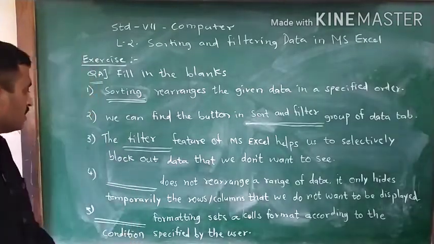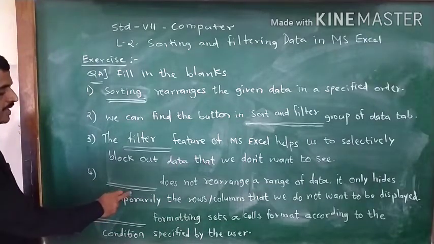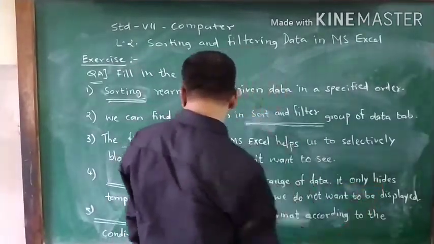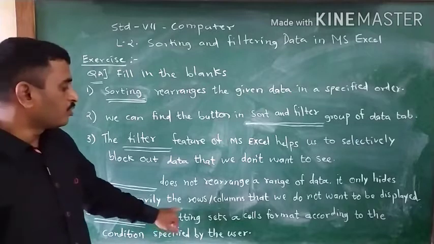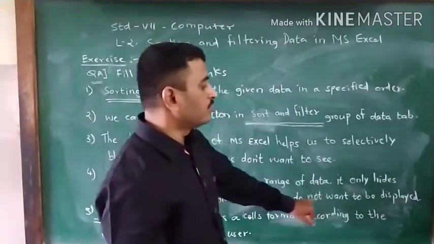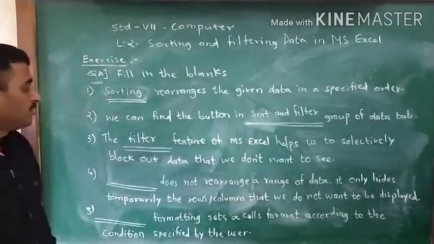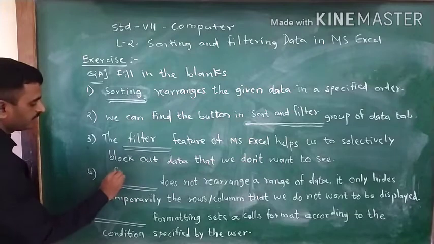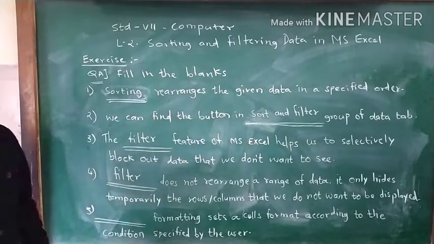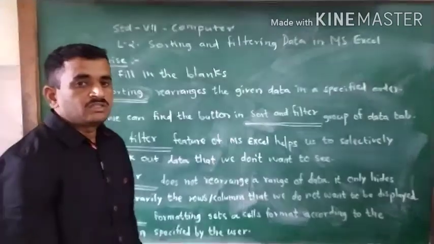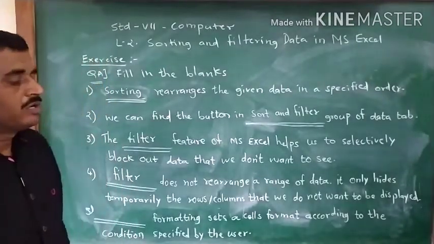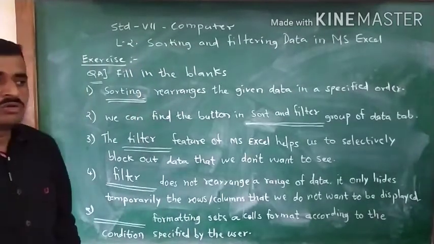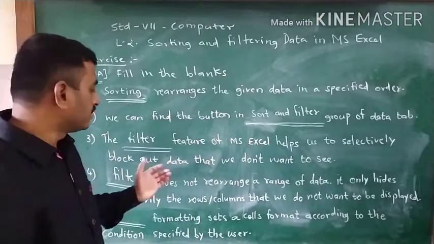So whatever data we want to see on the screen of the computer, that much data we can keep there by using the filter option. Now next is: dash does not rearrange the range of data. It only hides temporarily the rows or columns that we don't want to display. The same thing is given in the blank, but in other words. So the answer is filter. Filter does not rearrange the data in ascending or descending order. It only temporarily hides the data which we don't want to see. Whatever data we want to see, that data gets displayed on the screen.